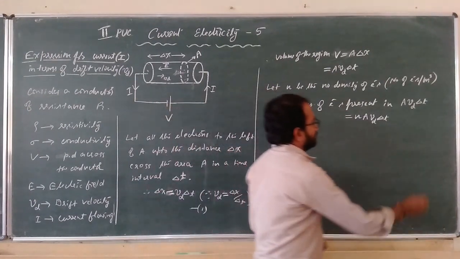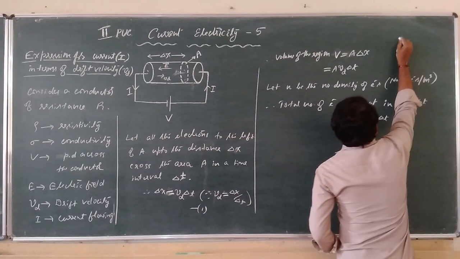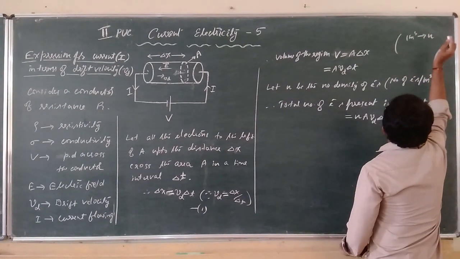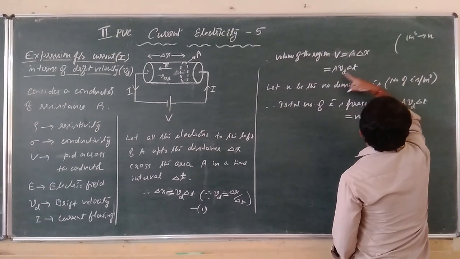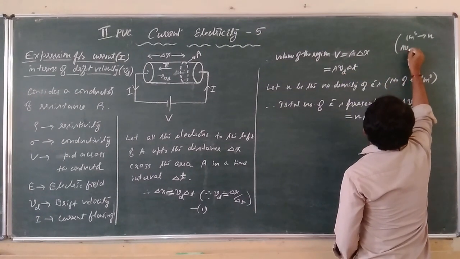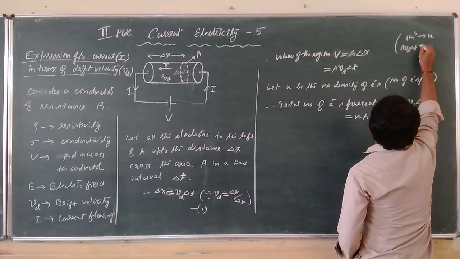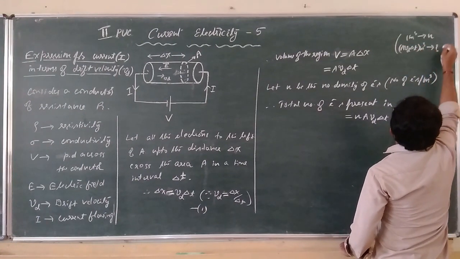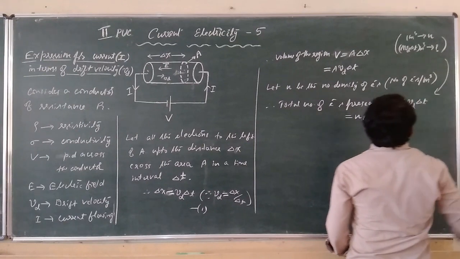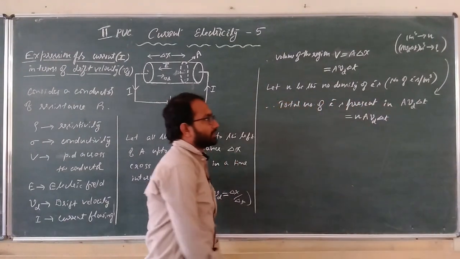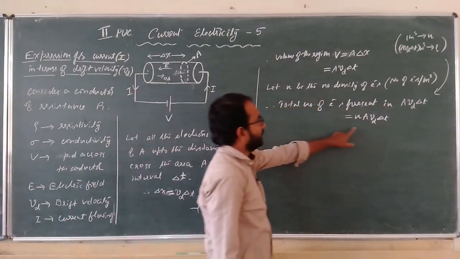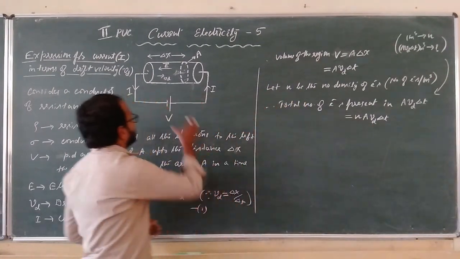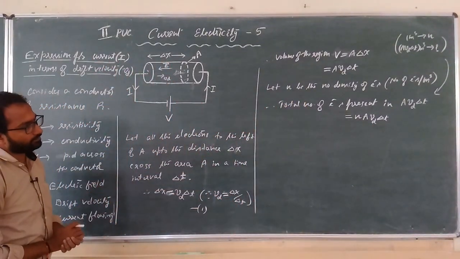Right? Because see, in 1 meter cube, number of electrons present is n. In A Vd delta t meter cube, what is the number of electrons present? Just cross multiplication, right? n into A Vd delta t. That is the total number of electrons present in this particular volume.